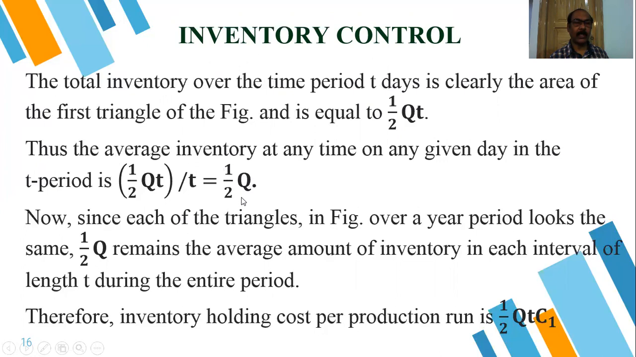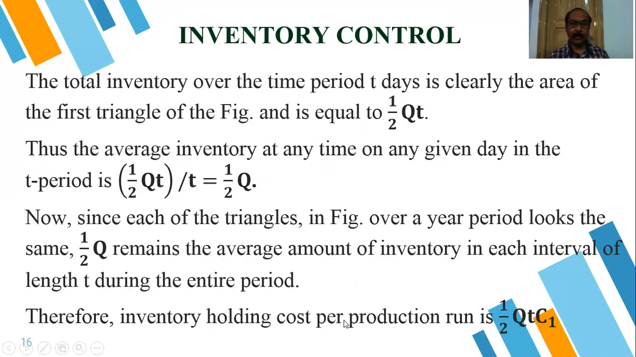Half of Q is our average inventory. This is our total inventory in the time T. If we divide it by T, what do we get? T and T cancel out, half Q, that is our average inventory. Now, since each of the triangles in the figure over a year period looks the same, half Q remains the average amount of inventory in each interval. That means in each time interval all are half Q, and length T duration the entire period.